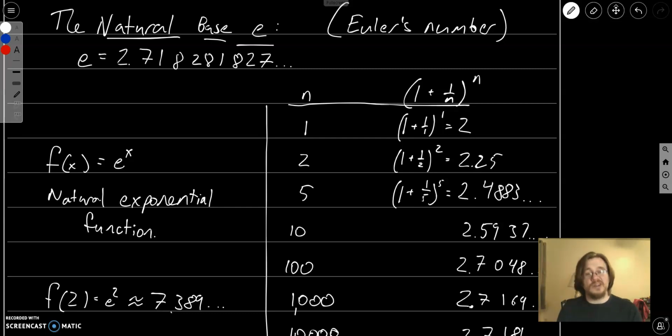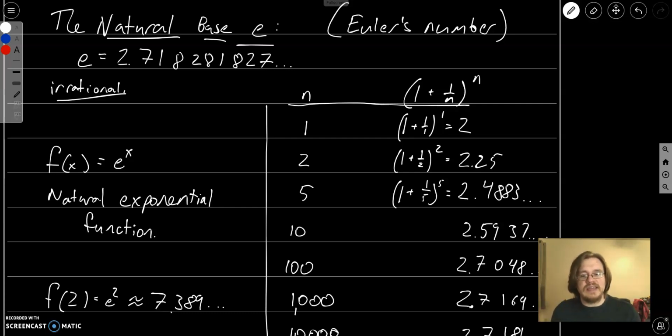This is also called Euler's number. Euler being a famous mathematician from a long time ago. And this number is irrational, meaning that its decimal expansion is infinite. It goes on forever. It doesn't repeat itself. So I can't write the whole thing down. I can't write a pattern for you to see.